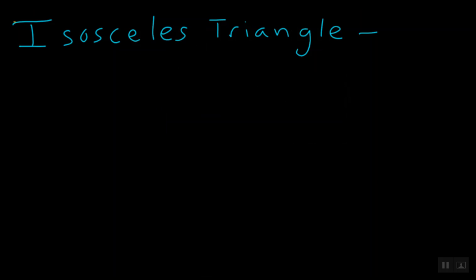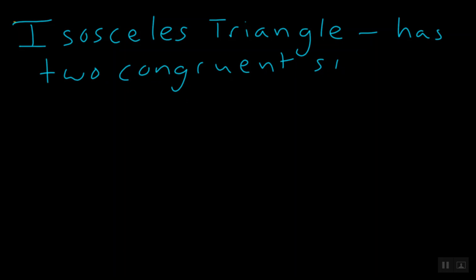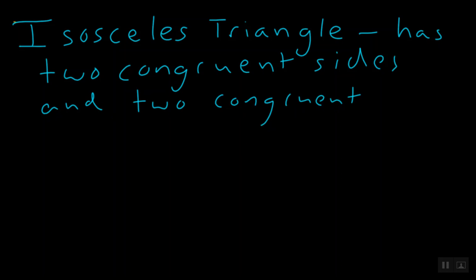Okay, so what is an isosceles triangle? Well, an isosceles triangle has two congruent sides, and I need y'all to write this down. Two congruent sides and two congruent base angles. And guys, if you are not taking notes, you are not learning. I can promise you that. So an isosceles triangle has two congruent sides and two congruent base angles.